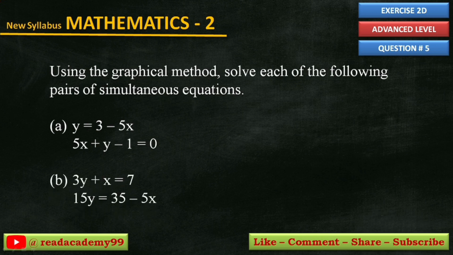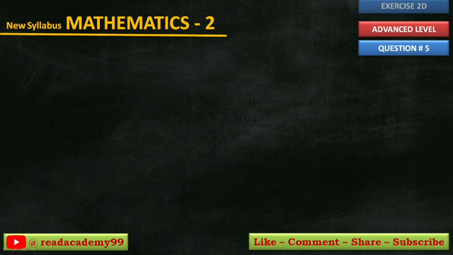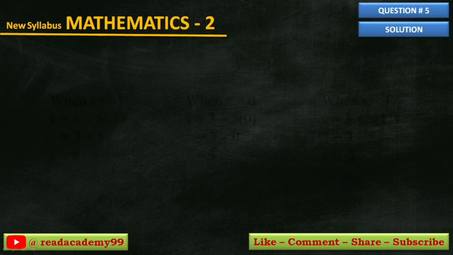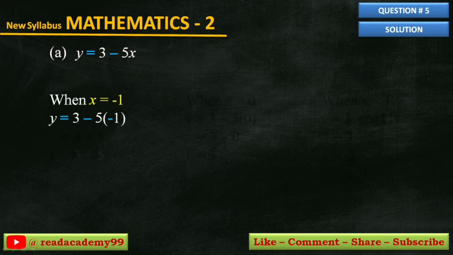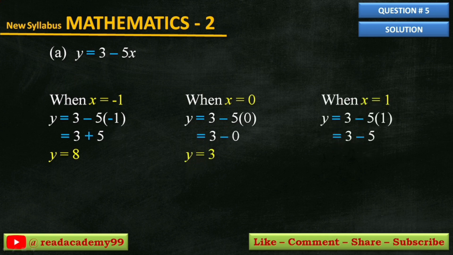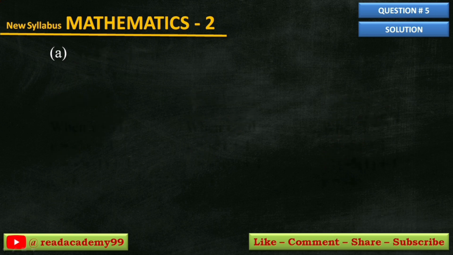Using the graphical method, solve each of the following pairs of simultaneous equations. So the first equation is y equals 3 minus 5x. When x equals minus 1, putting the value of x, y equals 8. When x equals 0, y equals 3. And when x equals 1, y equals minus 2.